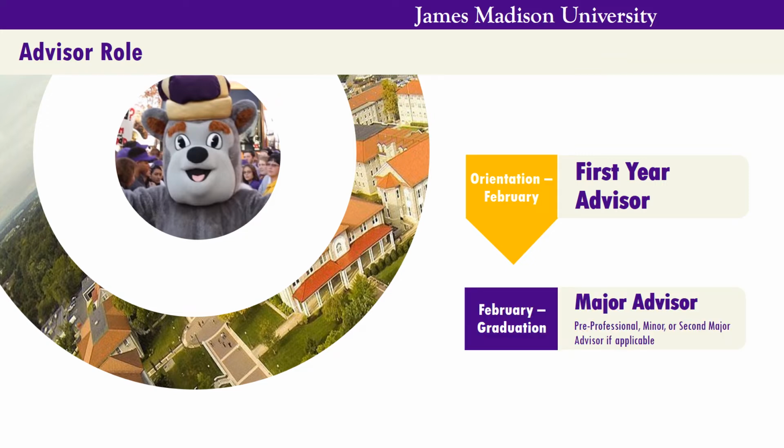Then in February of your first year, we transition you to a major advisor who will walk you through, like I said before, sophomore, junior, and senior level classes. Now, some of you have a pre-professional program, like for example, pre-law or pre-med, and will also have an advisor for that program. If you're adding a minor or even a second major, you will also have access to an advisor for those programs as well. So potentially you might have multiple advisors depending on how busy your academic plan is.